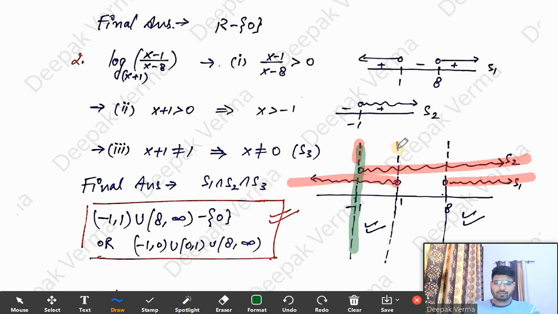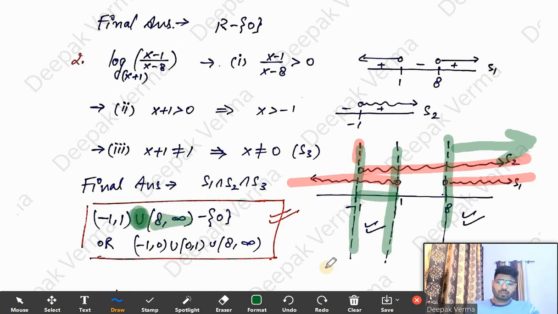This one, from minus 1 to 1 and from 8 to rightwards. Got it? Then minus 1 to 1. Then we have a break. In order to join the break, we use union. This symbol is called union.